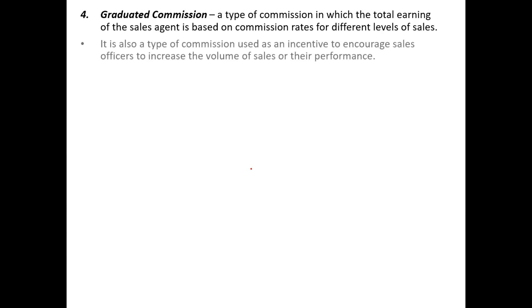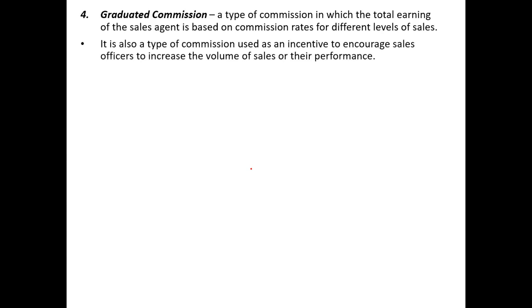Now let's look at the fourth one, known as graduated commission. This is a type of commission in which the total earning of the sales agent is based on commission rate for different levels of sales. Okay, now let's take a look.